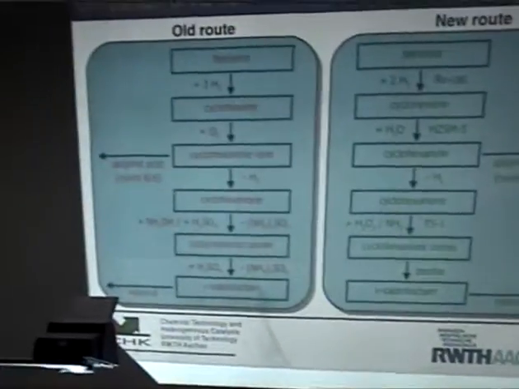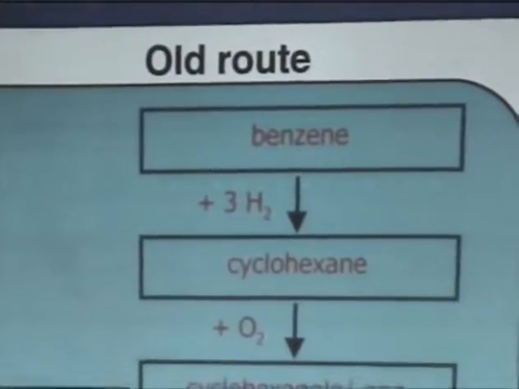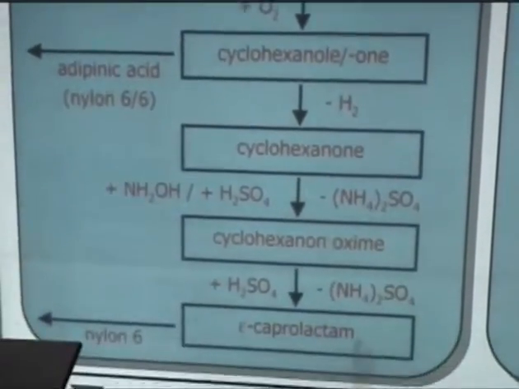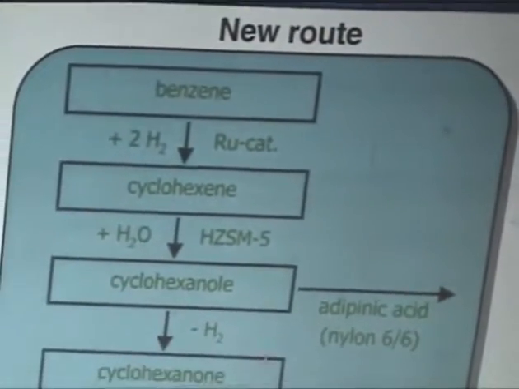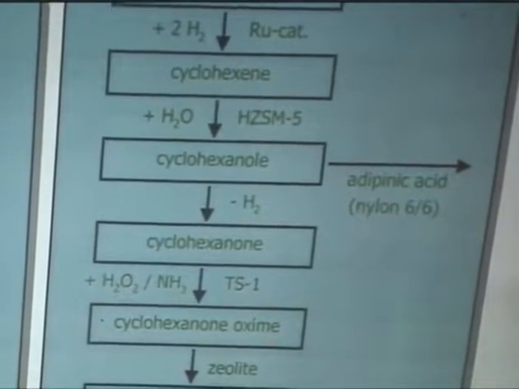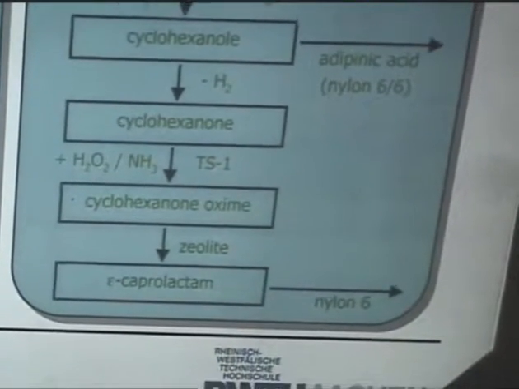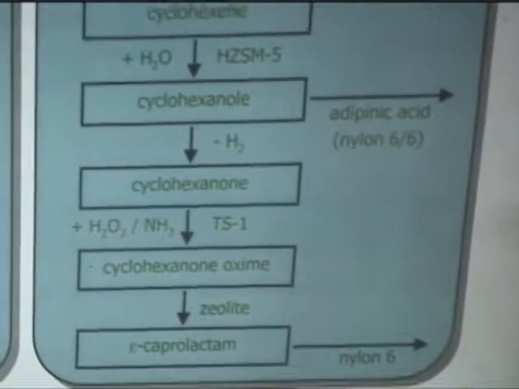Therefore, we have to develop a new route, and the new route starts also from benzene using the new technology of cyclohexene partial hydrogenation, then hydration to cyclohexanol. Afterwards, cyclohexanol, and then a technology to form the cyclohexanone. And in the last step, the Beckmann rearrangement using, let me say, now a catalyst.